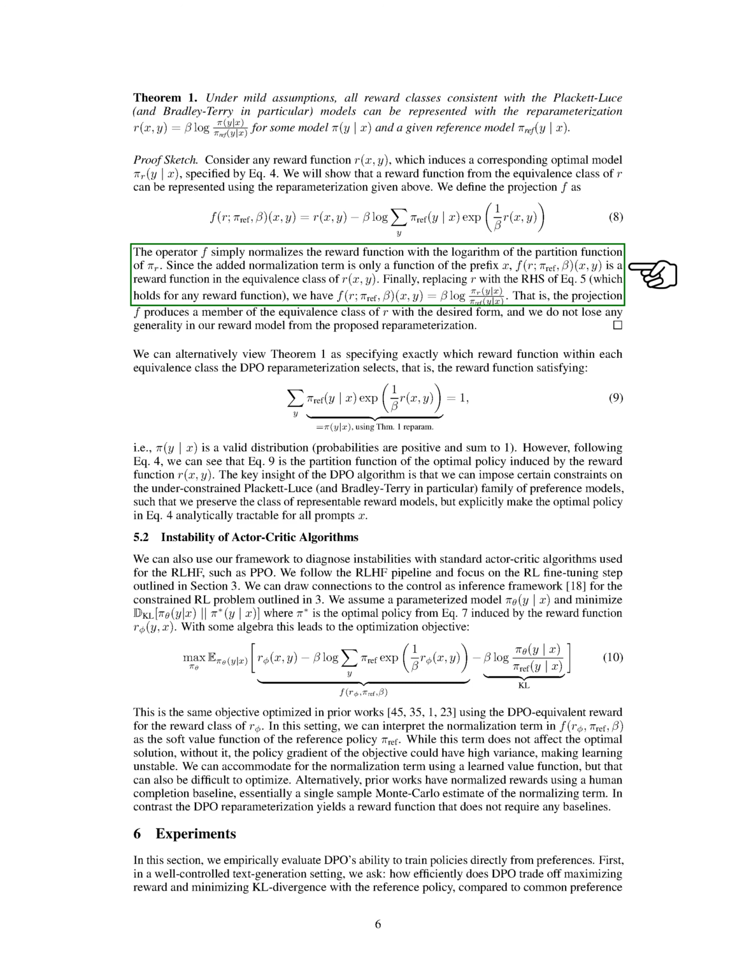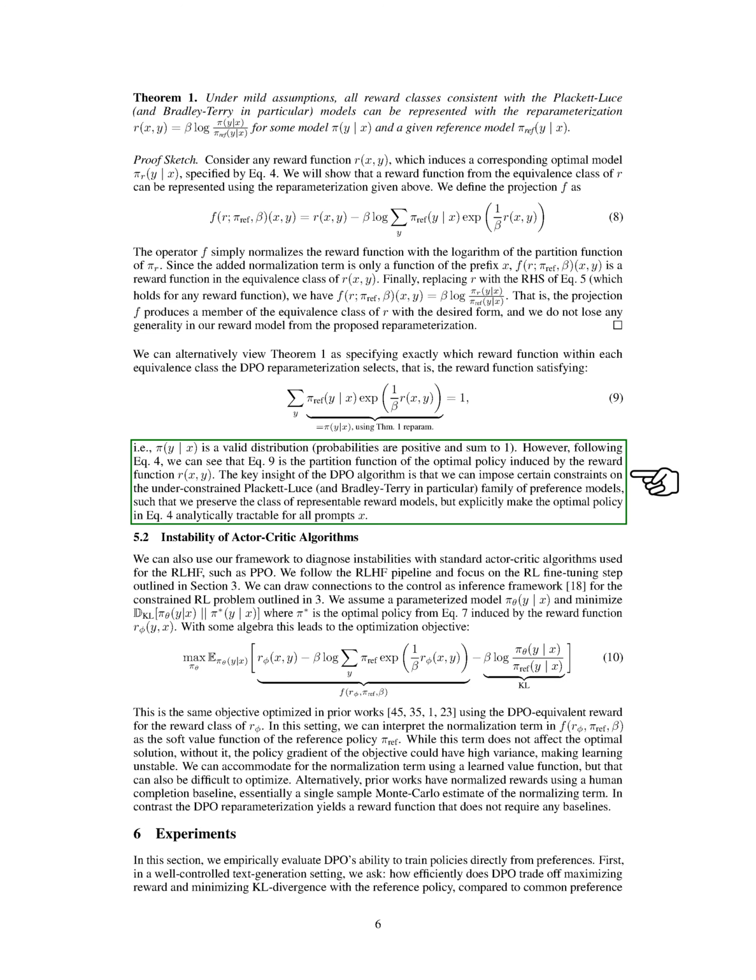We can also view this theorem as specifying exactly which reward function within each equivalence class the DPO reparameterization selects. This is the reward function that satisfies the condition that the sum of the probabilities of all events under the reference model equals 1, meaning it's a valid distribution. However, we can see that this sum is the partition function of the optimal policy induced by the reward function. The key insight of the DPO algorithm is that we can impose certain constraints on the under-constrained Plackett-Luce family of preference models, such that we preserve the class of representable reward models, but explicitly make the optimal policy analytically tractable for all prompts.